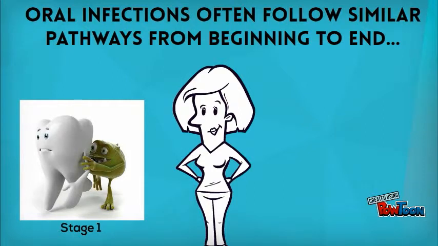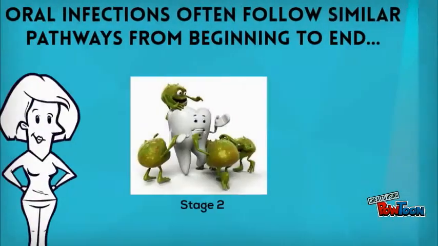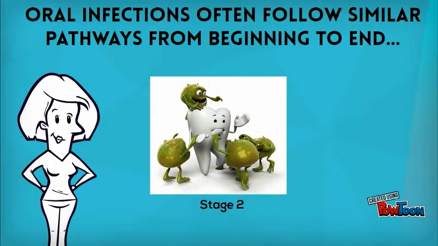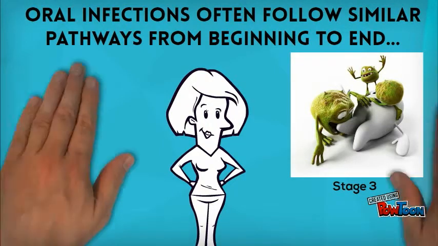Stage 1. The organisms initially responsible for a dental infection are primarily gram-positive cocci. Stage 2. A mixed infection including both gram-positive and gram-negative anaerobic organisms. Stage 3. Over time, the proportion of anaerobic organisms increases until it consists of predominantly anaerobic flora.